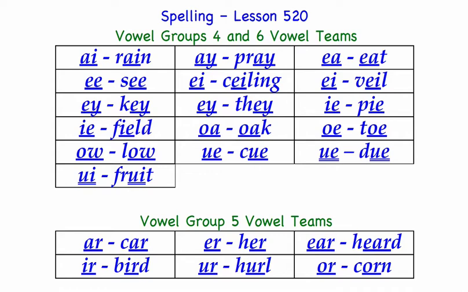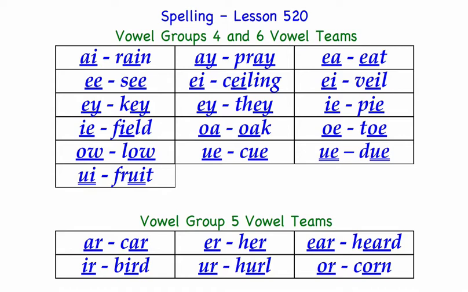O-A, o, oak. O-E, o, toe. O-W, o, low. U-E with one line under it is representing the first long sound for U, which is U as in Q. U-E representing its second long sound, oo, double underline that team, as in the word do. U-I is always double underlined and always represents the sound oo as in fruit.